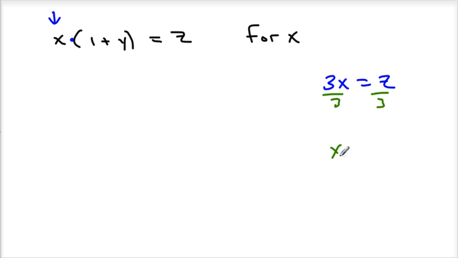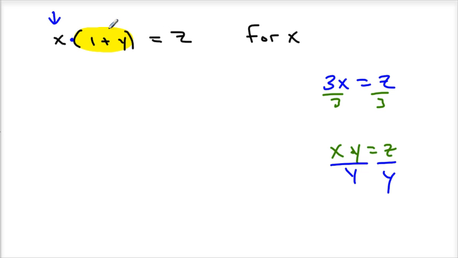If this was x times y equals z, how would you solve for x? Divide by y, excellent. So this is x times the quantity 1 plus y equals z. How do I solve for x here? Distributing would be one option, but it's actually going to create more trouble. Divide by the quantity 1 plus y here.